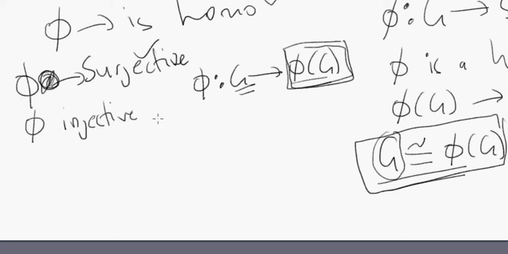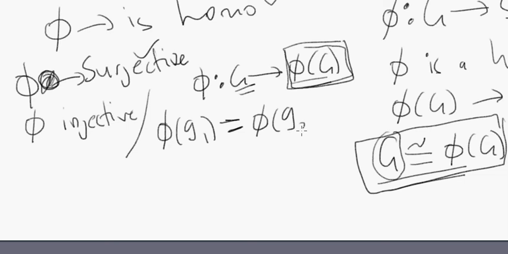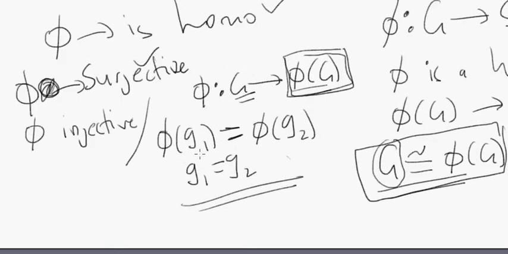How do you prove that it's injective? There are many ways, but we just prove that if you take two elements G1 and G2 of G, then the only way that phi of G1 can ever equal phi of G2 is if G1 equals G2. If we prove this, then it can't be the case that two different elements of G map to the same thing in phi of G, and that would mean it's injective. So let's take G1 and G2 elements of the group and show that phi of G1 equals phi of G2 necessarily means that G1 equals G2.